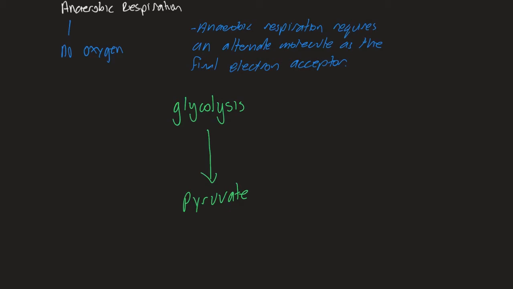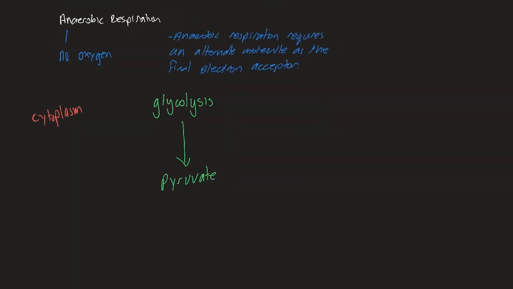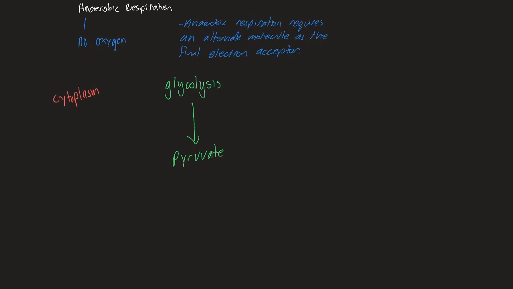Now, this occurs in the cytoplasm, and it's actually a very quick process. So anaerobic respiration has two benefits. One, it doesn't require oxygen, and two, it can be very quick. It's a much faster process because it doesn't need all that complex Krebs cycle and electron transport chain. So it's very helpful when an organism needs energy very quickly, like, for example, a sprinter.